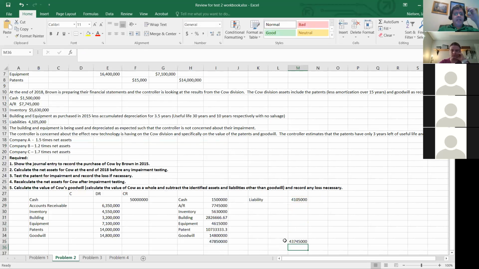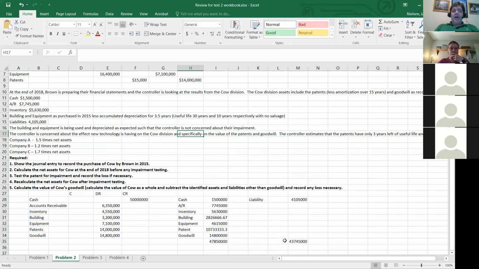All right. Now, test the patent for impairment. You always test all the assets before you test Goodwill. Okay. So we're going to test the patent for impairment. First of all, is there evidence that the use has changed? And it says here that the patents only have 3 years left. That sounds like a pretty big change to me, given that we thought it was going to last 12 more years, right? Then used 3.5, it was supposed to go 15. We're down to 3. That's a pretty big change.